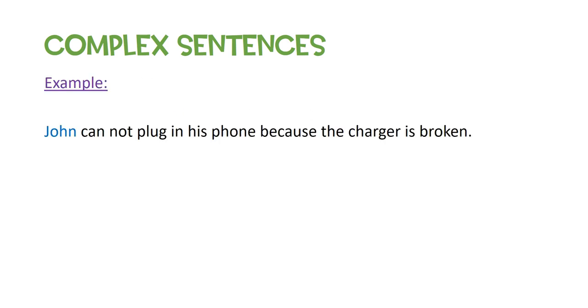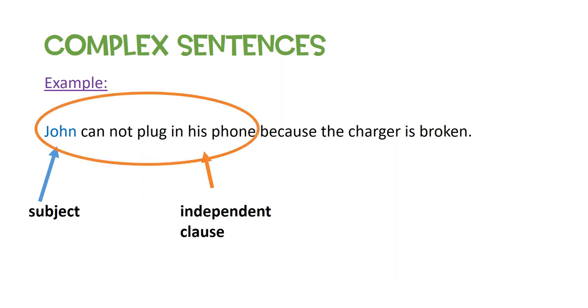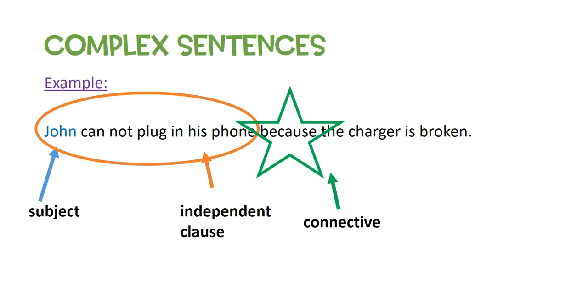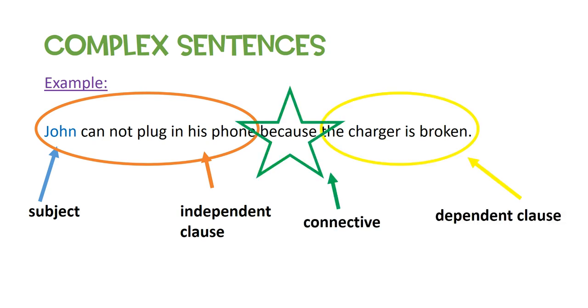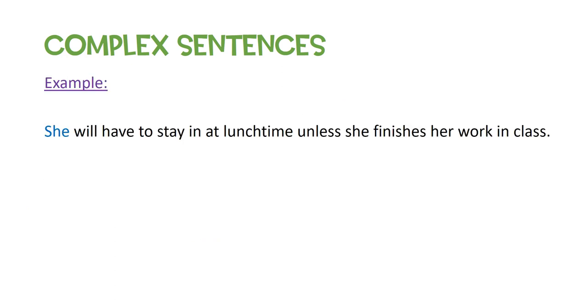Another example could be: John cannot plug in his phone because the charger is broken. We have the subject, John. We have the independent clause, John cannot plug in his phone. We have a connective, because. And we have a dependent clause, the charger is broken.